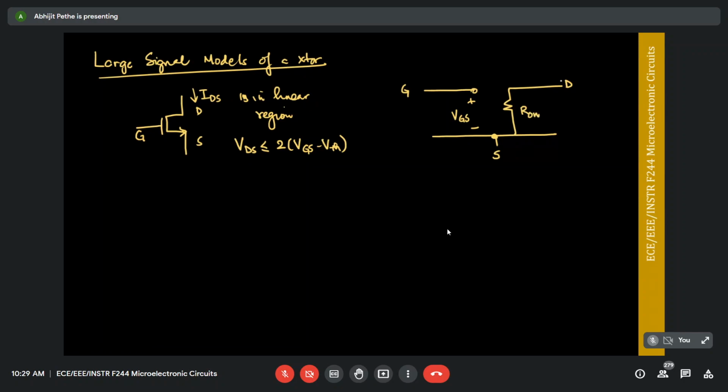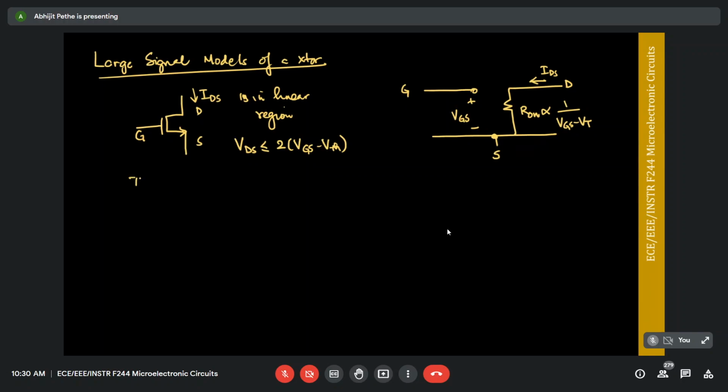Right? So I will replace this transistor with a resistor circuit, whose R_on is proportional to 1 by (VGS minus VT). When I want to solve circuits with other resistors, capacitors, etc., once I know what region of operation the transistor is in, all I do is replace the transistor in that circuit with this model. And remember, this is a large signal model. We'll next talk about small signal models, and then things will be different.